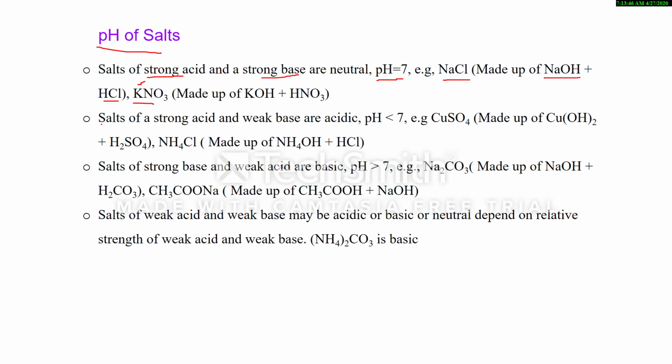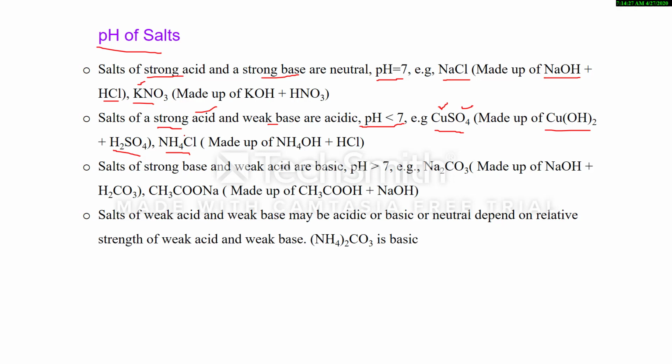Clear? Next, salts of strong acid and weak base are acidic and their pH is less than 7. Acid is strong. That's why the aqueous solution of this salt is acidic in nature. For example, copper sulfate. This is copper; again, you add the term hydroxide. Copper hydroxide is the base and sulfate is coming from sulfuric acid. Copper hydroxide is a weak base and H2SO4 is a strong acid. Net result, its aqueous solution is acidic in nature.